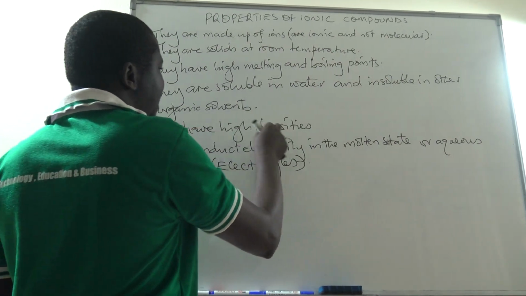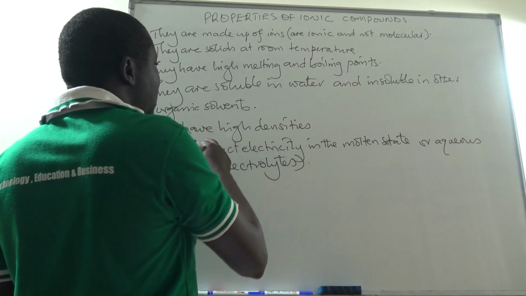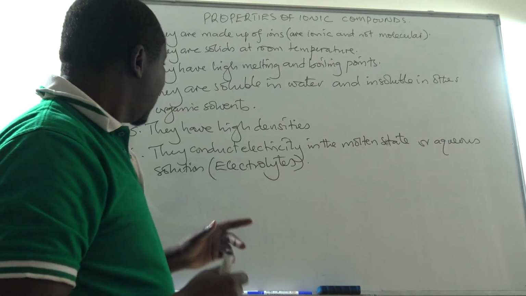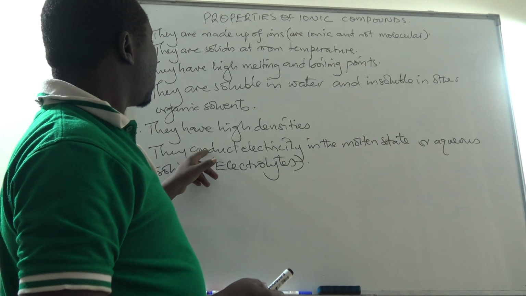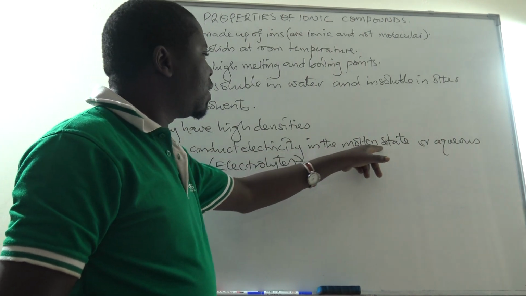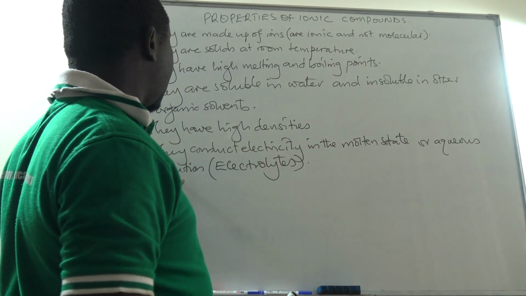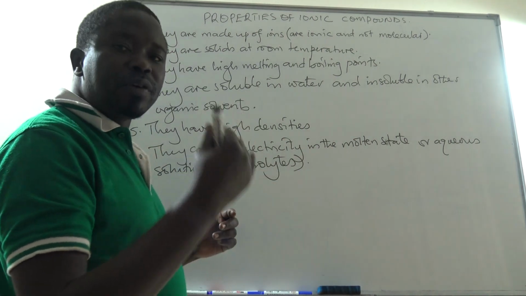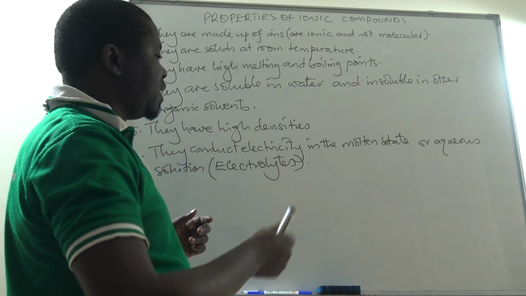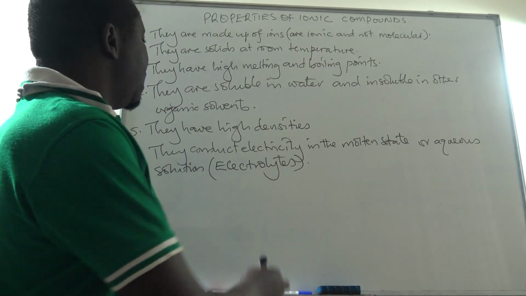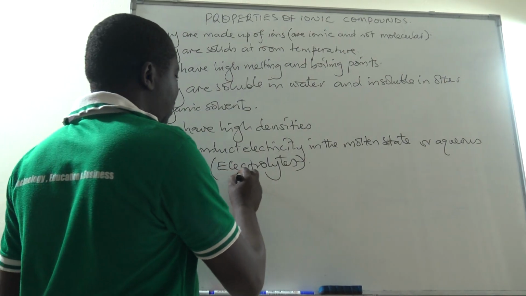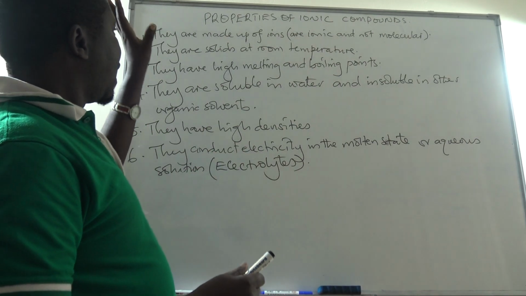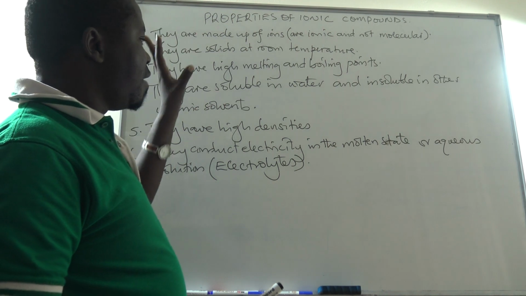They have high densities. This is because they are densely packed, so they are hard. And then we say that they can conduct electricity when in the molten state or when dissolved in water to form an aqueous solution. And in these states, we say that they possess free ions, which helps in the conduction of electric current. So they are referred to as being electrolytes. So these are the characteristics or the properties of ionic compounds.